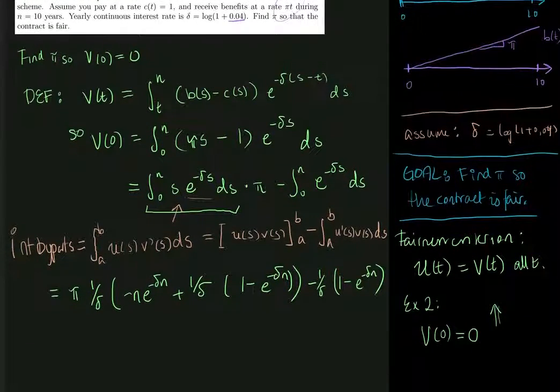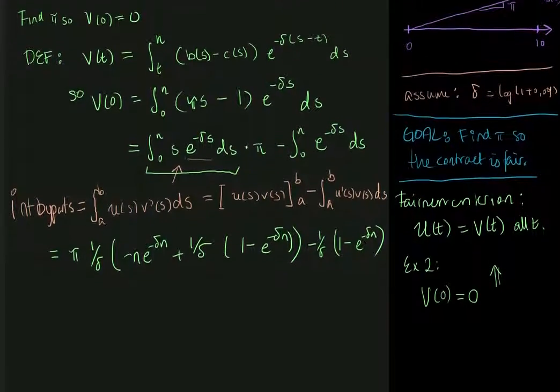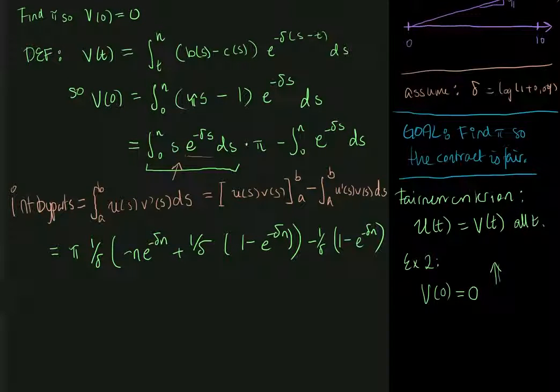What's the last part we have to do here? Well, find pi so that the contract is fair. So pi satisfies that this thing over here, this monstrosity, should be equal to 0. So hence, pi multiplied by this thing should be equal to this thing. So pi is equal to 1 over delta 1 minus e to the minus delta n divided by 1 over delta. So these two, they cancel out.